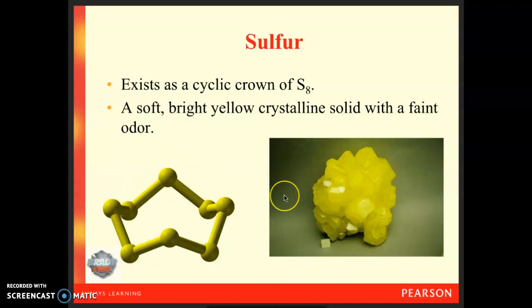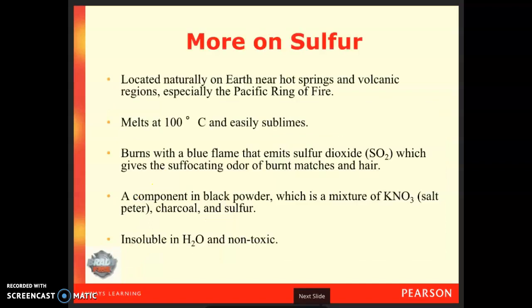Sulfur on its own is relatively odorless, though it does have a faint odor. It forms bright yellow crystals that can take on a number of different shapes depending upon the circumstances. Where do we find it? Most commonly, we find sulfur in hot springs, in areas where there is volcanic activity. And so most commonly we find it in places on the Pacific Ring of Fire. So we're talking about the west coast of the United States and Canada.